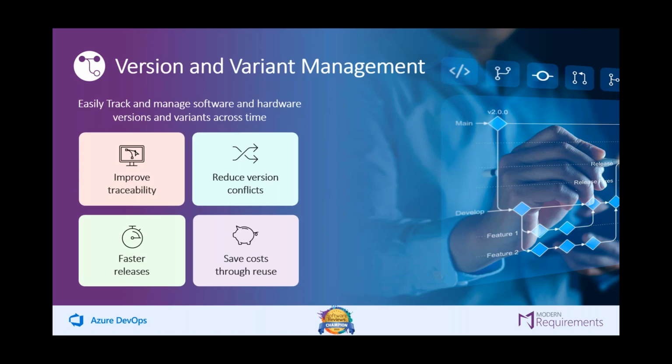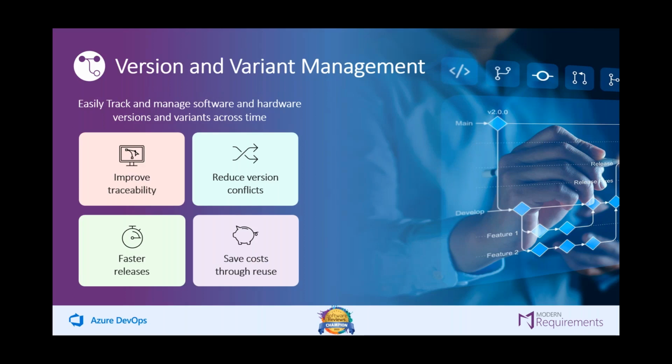Another big element that we are known for, by having a single source of truth, so having your requirements tooling built into your Azure DevOps, is traceability. Traceability is critical for ensuring that each requirement is met and properly tested. So with version and variant management, traceability is maintained for each version, aiding in quality assurance and compliance efforts.